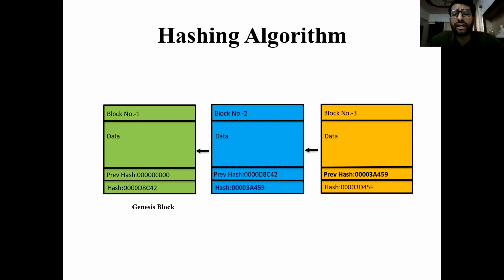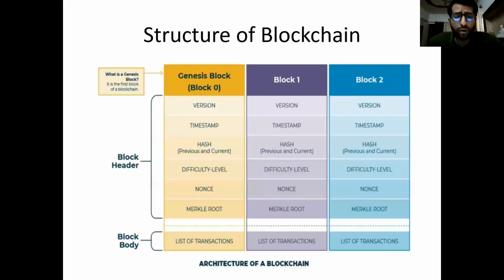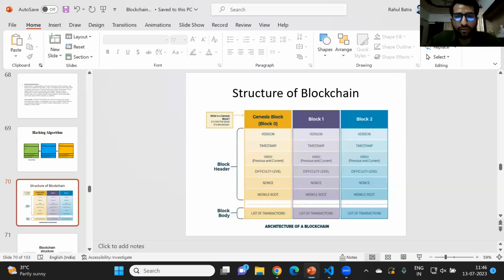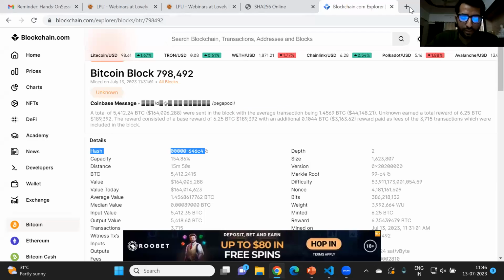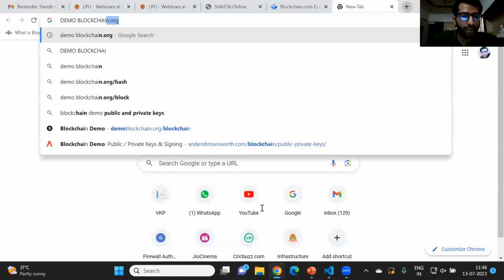In that, there will be different entities as well, like block number, nonce. I am not going to discuss all of these in 1 hour. So this will be the proper structure of a block. It will also have a timestamp, hash, previous hash, all such things are there in a block, right? There is one more very good website. I will show how blockchain works. The website is called demo blockchain. If you want, I will share this website link in the chat as well.